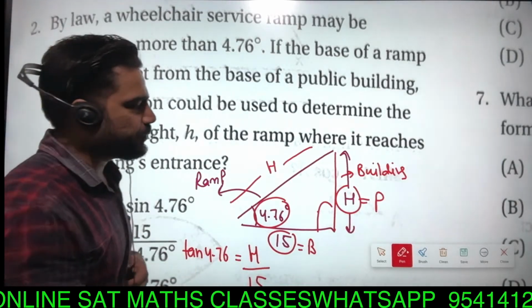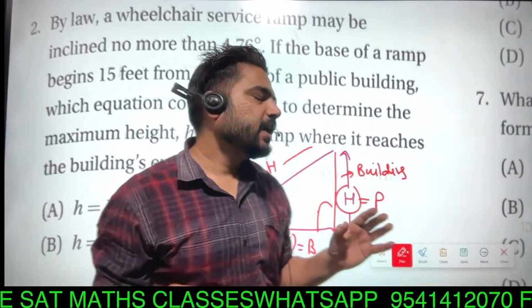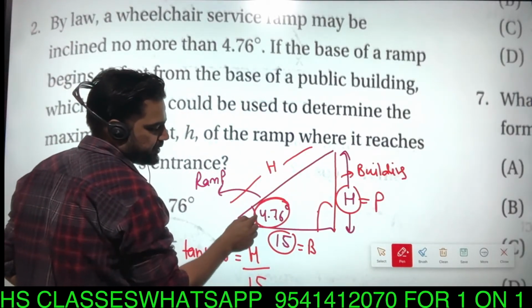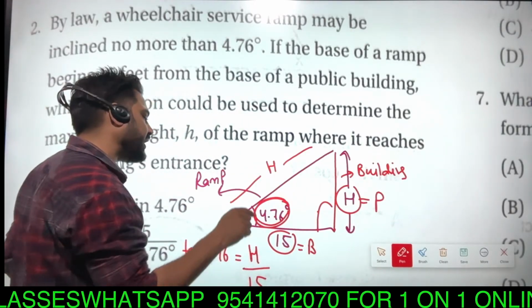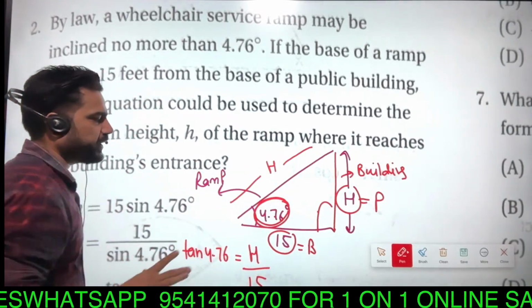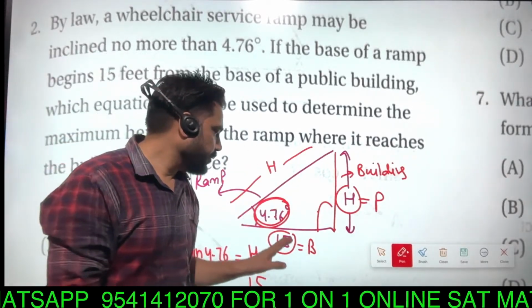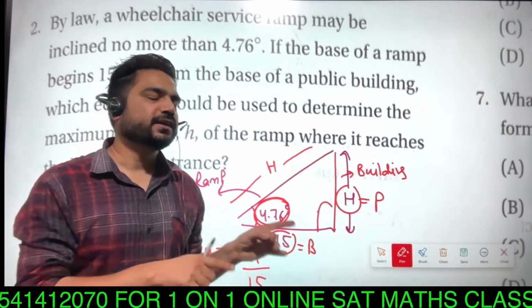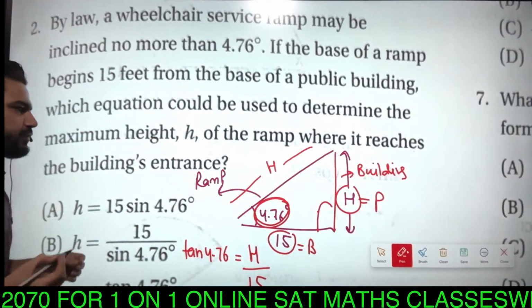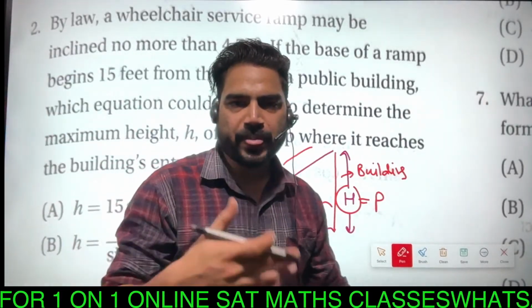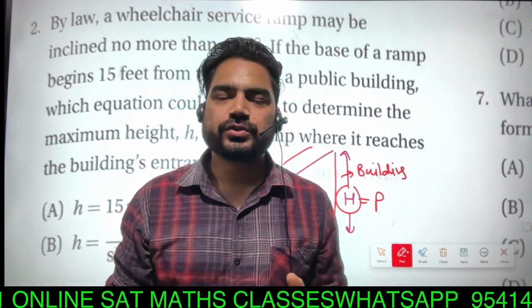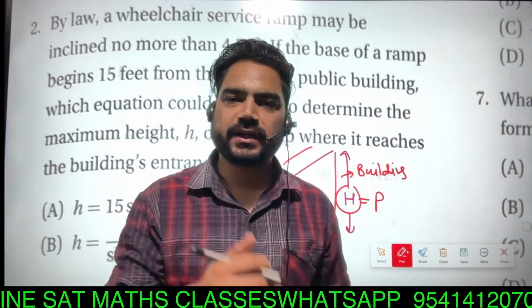So a very basic point: in any triangle, the side opposite the angle, in this question the main angle, will be the perpendicular, the side below the angle will be the base, and the side opposite the 90 degree angle will be the hypotenuse. We have to remember the basic identities: sin theta is perpendicular by hypotenuse, cos theta is base by hypotenuse, tan theta is p by b.